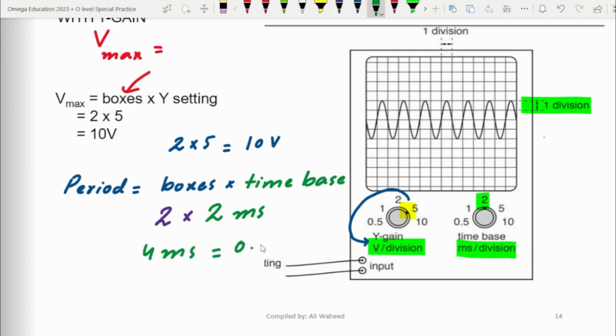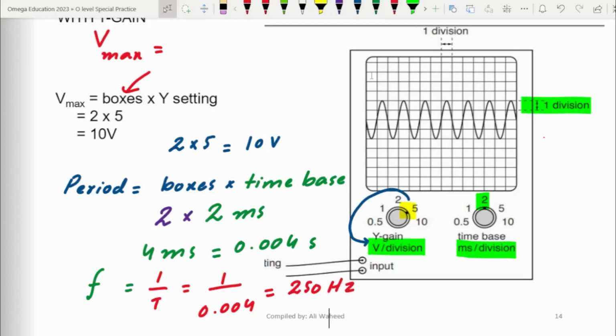aka 0.004 seconds. And if you want to find the frequency from here, you can find it mathematically. That equals 1 over T, which equals 1 over 0.004. What do we get from here? 1.25 multiplied by 1000. 250. Yeah, 250 hertz.